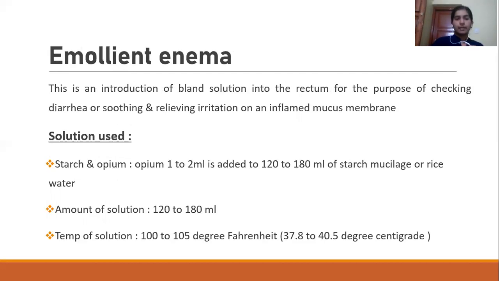Next, emollient enema. So what is emollient enema? This is an introduction of a bland solution into the rectum for the purpose of checking diarrhea or soothing and relieving irritation on an inflamed mucous membrane. So when mucosal inflammation is there, that time we can give the emollient enema. Solution: starch and opium, amount around 120 to 180 ml, and temperature should be maintained between 100 to 105 Fahrenheit. So this is all about the emollient enema.